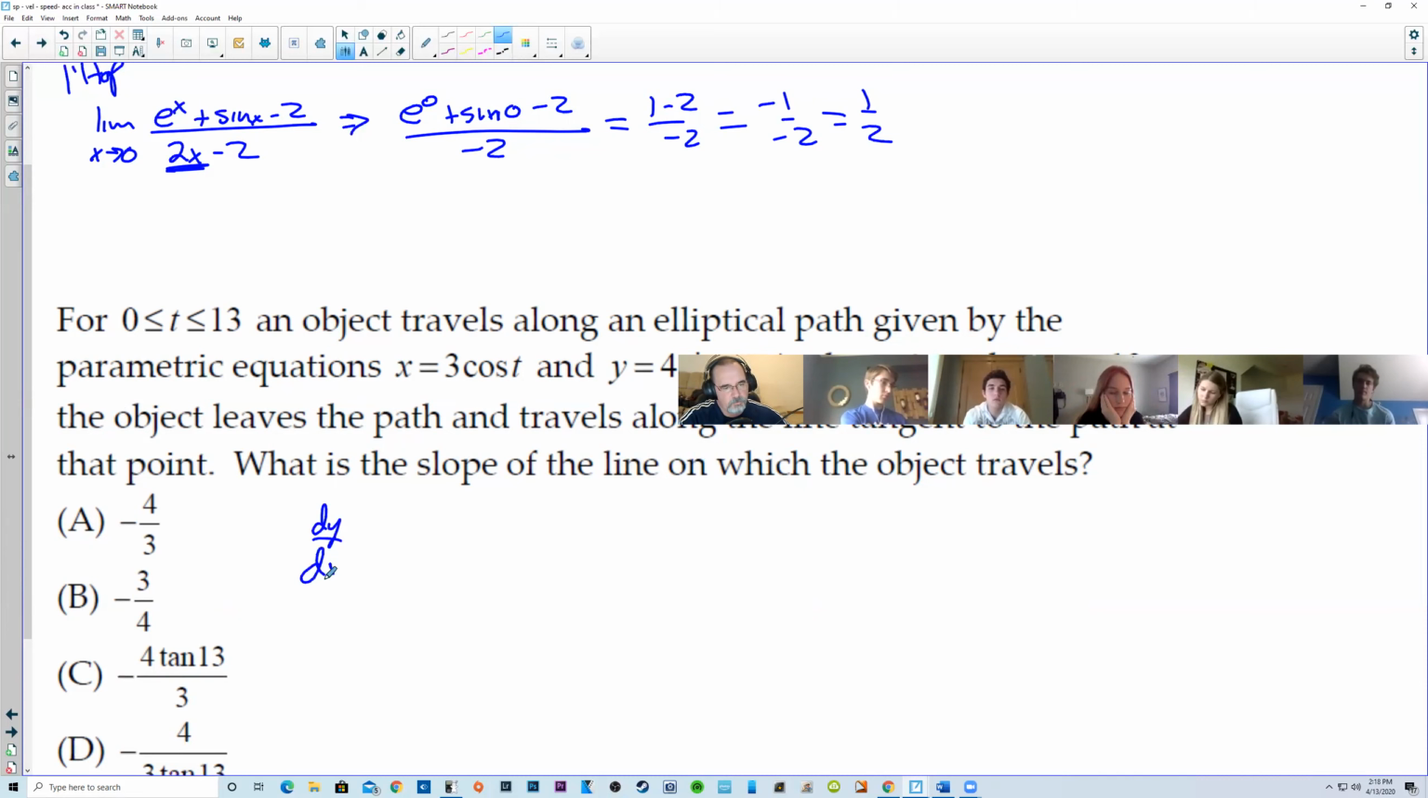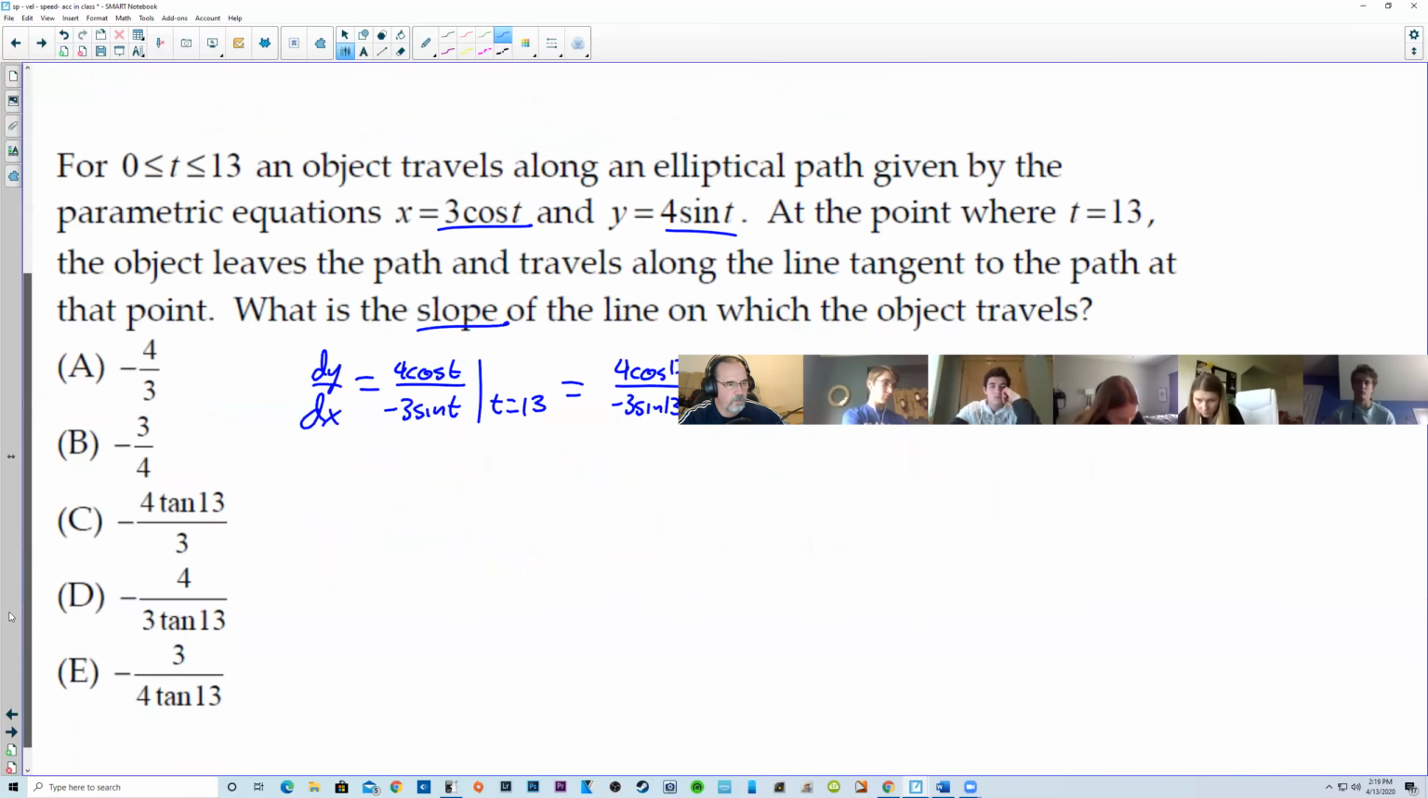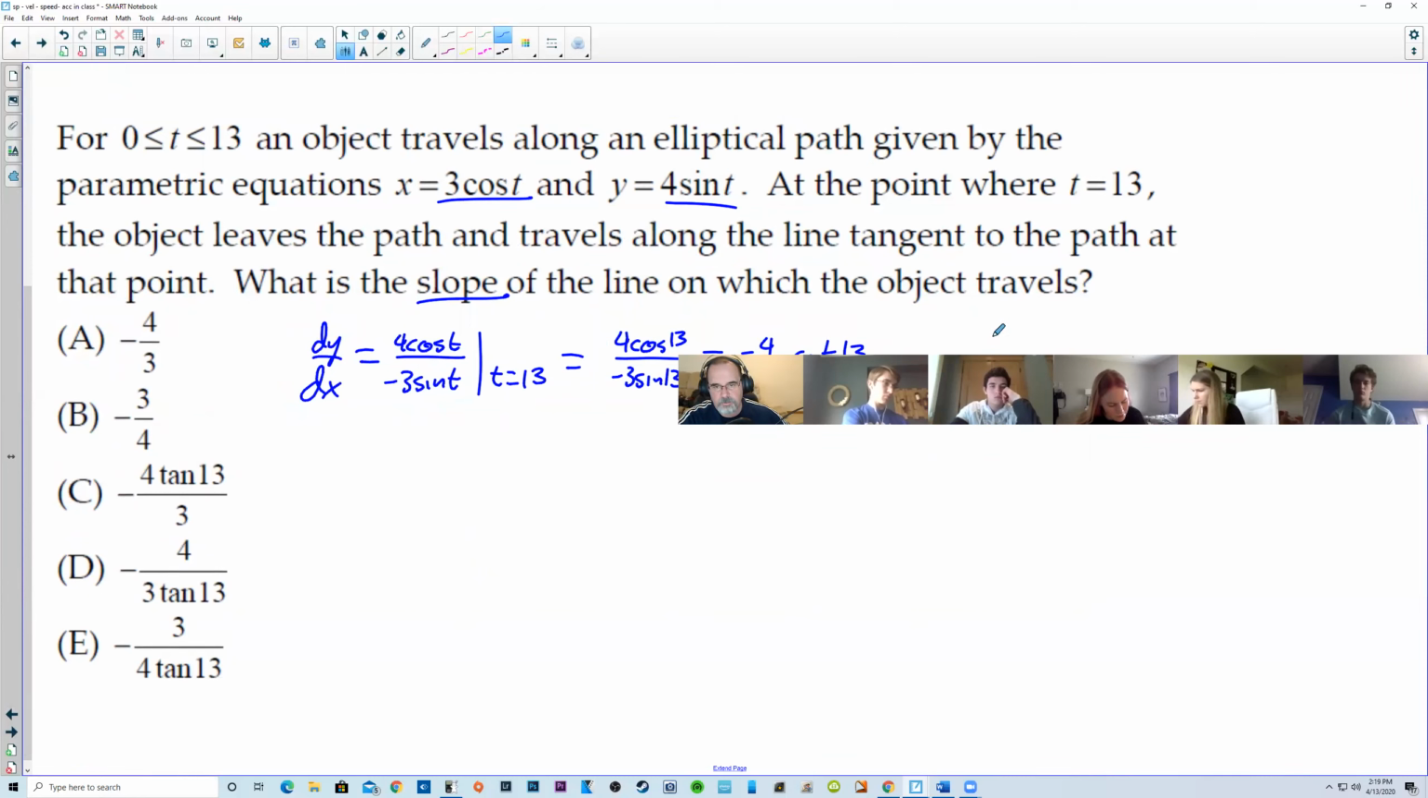So we need dy/dx, because it says, what is the slope? That tells me we're going to do derivative. So the derivative of y is 4 cosine. The derivative of x is negative 3 sine. And we're going to evaluate when t is equal to 13. We have 4 cosine of 13 over negative 3 sine of 13. And cosine over sine is cotangent. But if you look at the answers, we don't have cotangent in there at all. Here's more of a precalculus concept, and that cotangent of 13 is equal to 1 over tangent of 13. They're reciprocals of each other. So this is the same as 4 over 3 tangent of 13, and we get letter D.